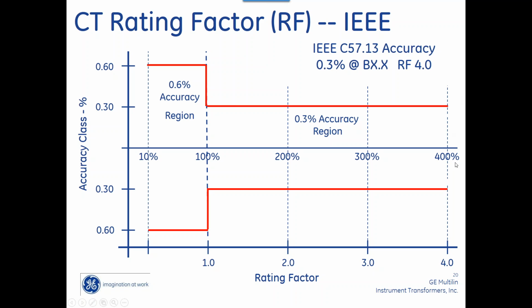So this CT right here has a rating factor of 4 because I can actually have up to 400 times current on it. So if it was 100 to 5, I could put 400 amps to this CT and I don't lose any accuracy. And it's designed to be continuous.